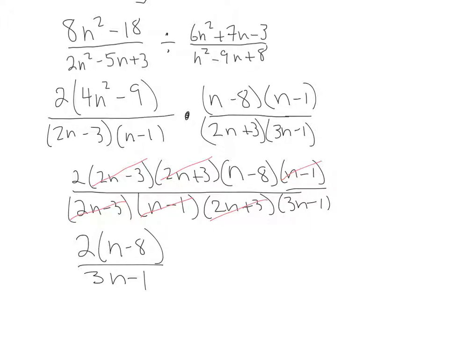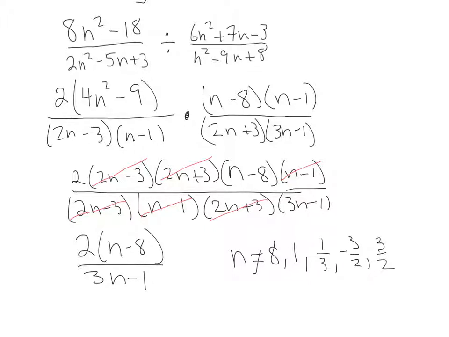In any case, once again, you would put restrictions on this, and there's a lot of them, because there's a lot of stuff that shows up on both the numerator and the denominator throughout this problem. So n couldn't equal 8, couldn't equal 1, couldn't equal 1/3, couldn't equal negative 3/2, and it couldn't equal 3/2.